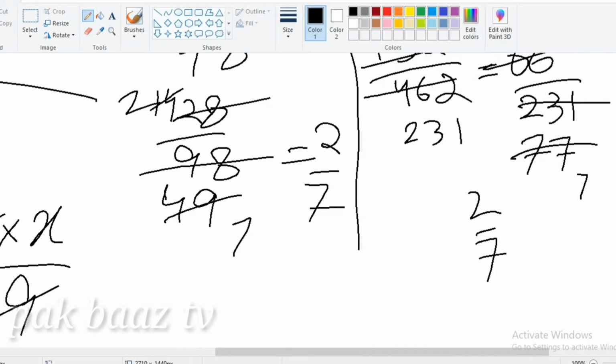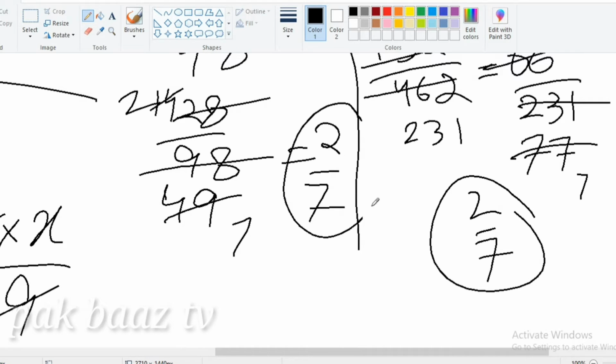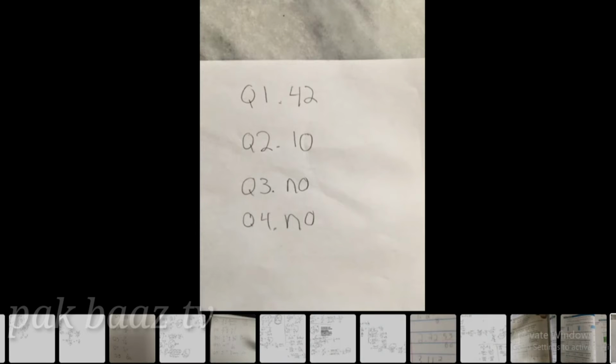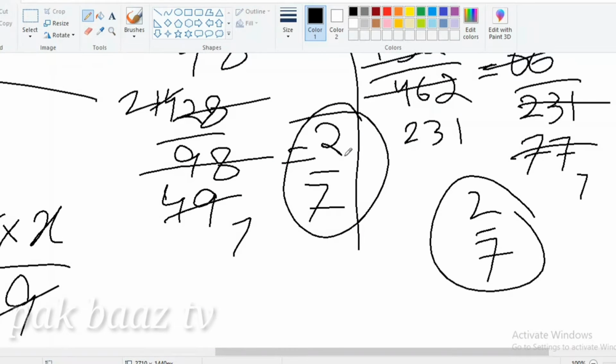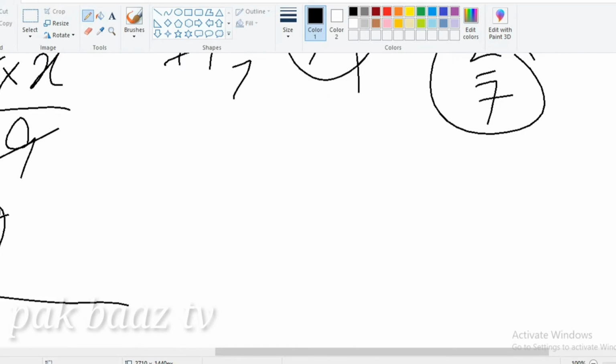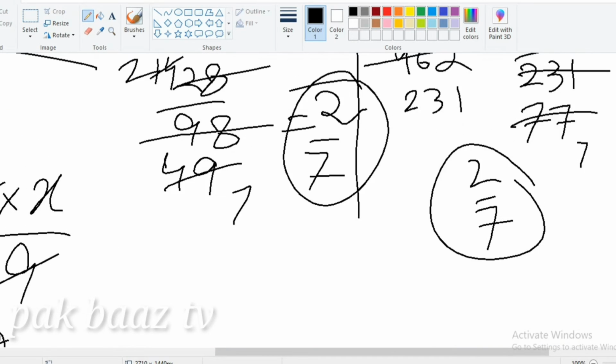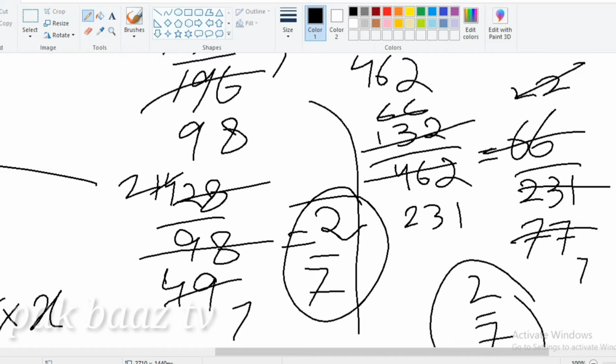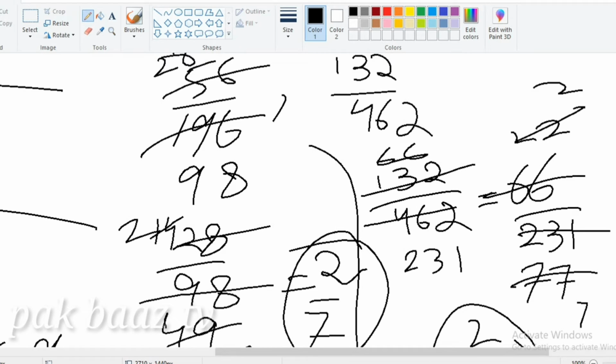2 by 7. Now look at this. It's an equivalent fraction, but why did you say that it's not equal? It's the equivalent fraction. Look at this one. 2 by 7, 2 by 7. Are you going to say that it's not equal? Do it again, and this time you have to make sure this comes out equal. Follow my method. Just follow my method.